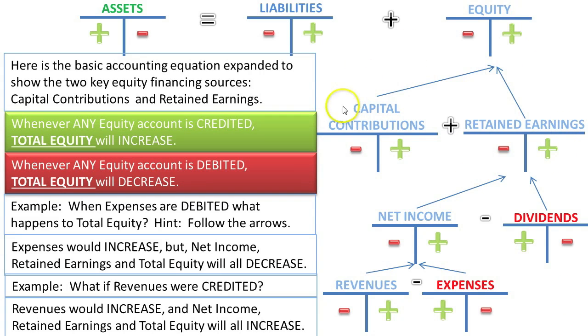It is essential that you learn this expanded part of the accounting equation so that you know which accounts are increased with debits, such as expenses and dividends, and which accounts are decreased with debits, such as revenues, net income, retained earnings. Debits on the left, credits on the right.